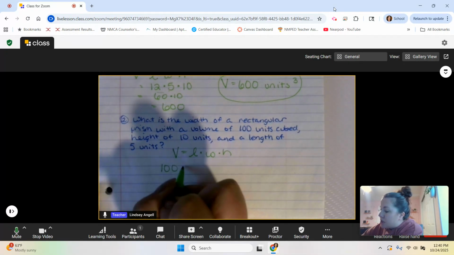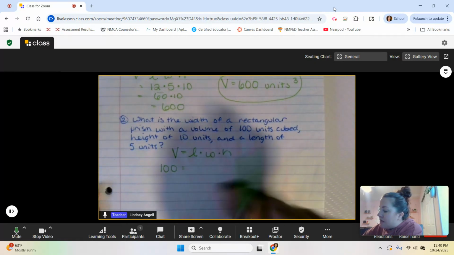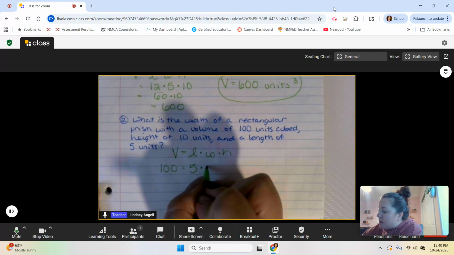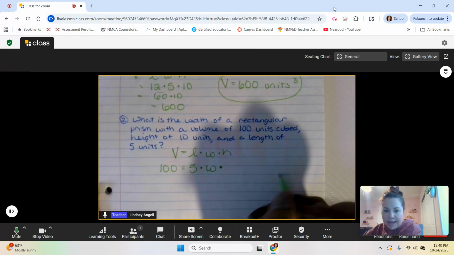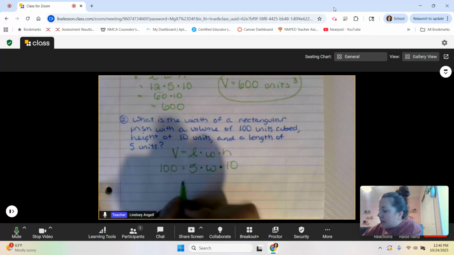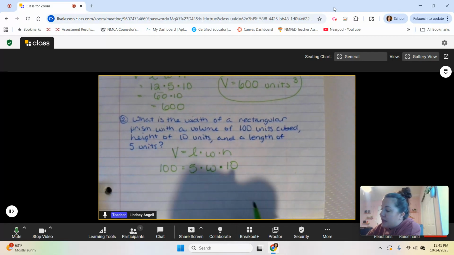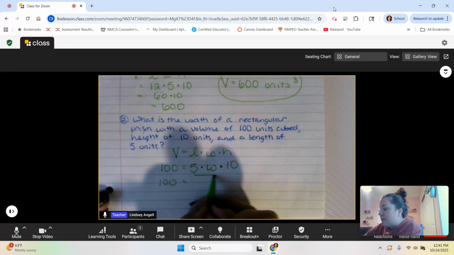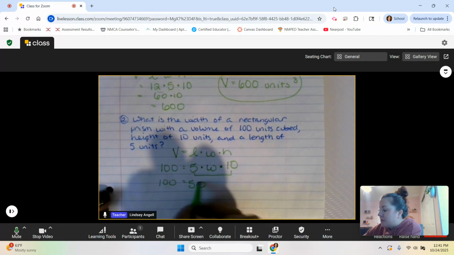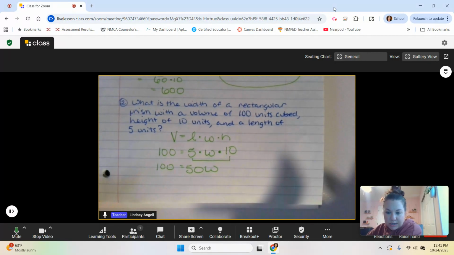So we have 100 equals, and then length of 5. We're looking for the width. That's our unknown. And then our height is 10. Okay? It's all multiplication, so it doesn't really matter what order you put them in, but just to make sure we have everything lined up, that's what that would look like. So we have 100, and then 5 times 10 is 50, so we have 50 times W. Well, now we're just down to a one-step equation.